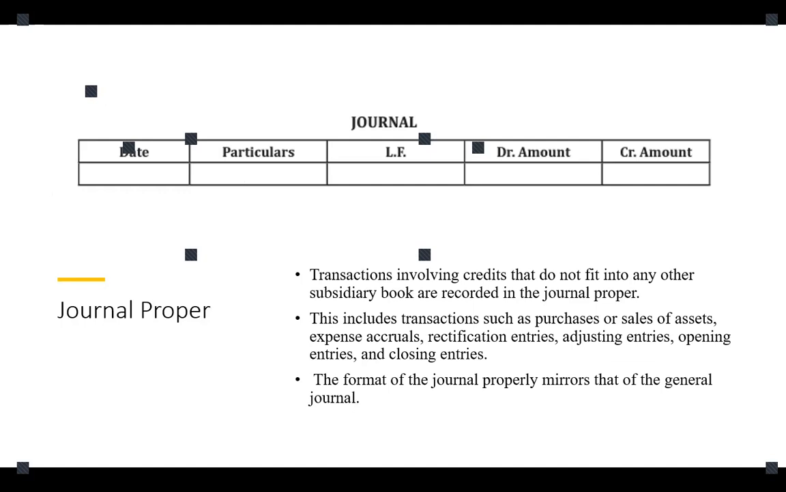Now it's the journal proper. Journal proper is when transactions that do not fit into any other subsidiary book are recorded in the journal proper. So if any transaction is not recorded in any of the subsidiary books, then that would be recorded in the journal proper. This includes transactions such as purchase or sale of assets, expense accruals, rectification entries, adjusting entries, opening entries, and closing entries. That's why the format of the journal proper mirrors that of the general journal. The same format as the journal entry is to be followed for the journal proper as well.